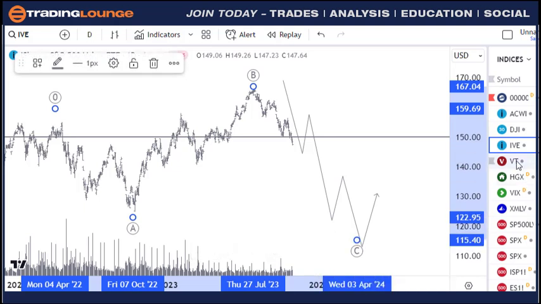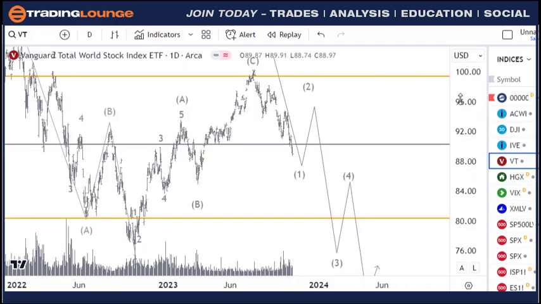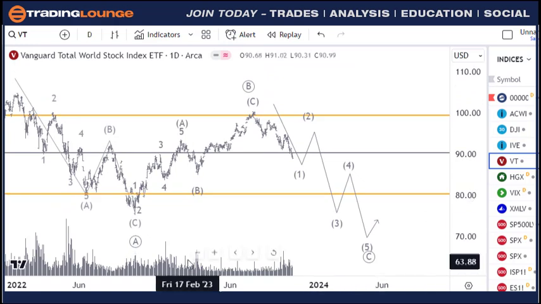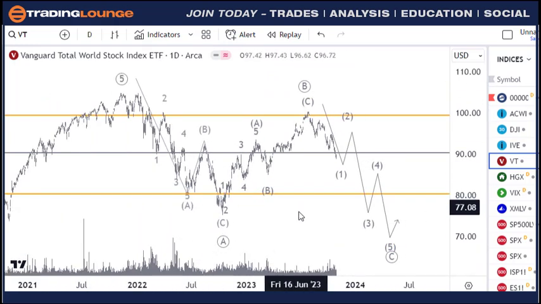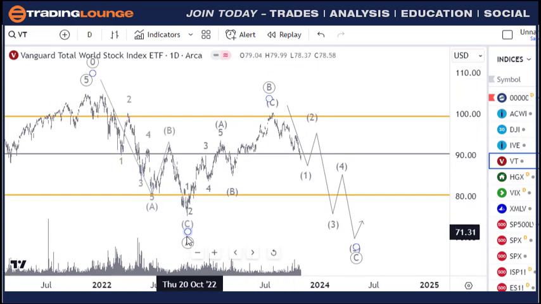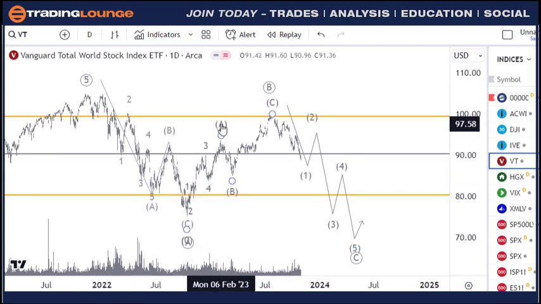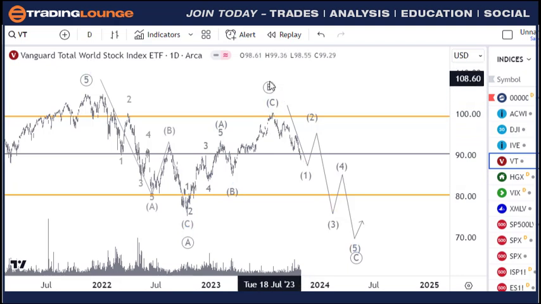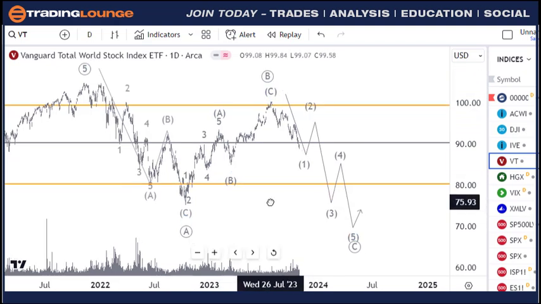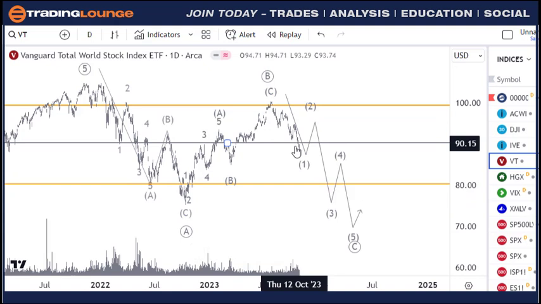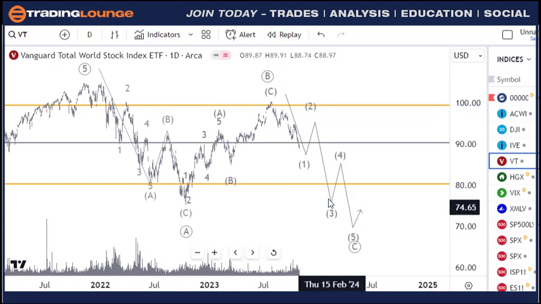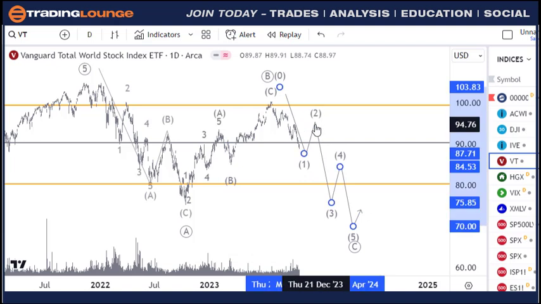So this is Vanguard's here as well. This is the total world stock market. We've got this first leg down here as the A, and then a pretty clear A, B, C correction here for wave B, and also a nice 5 waves emerging down here. So we're definitely going to have either an A and a B and a C down here, or 1 and 2 and 3, 4, 5.